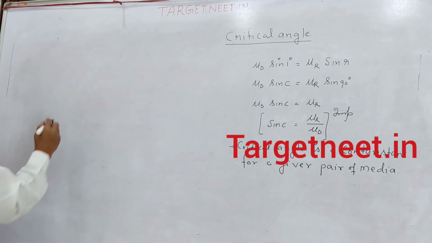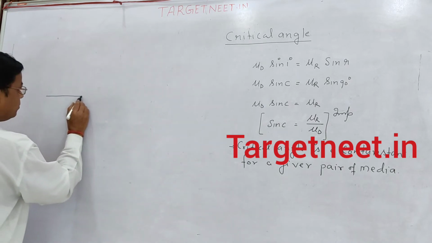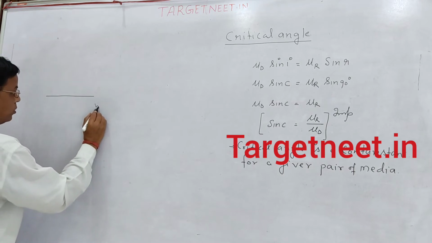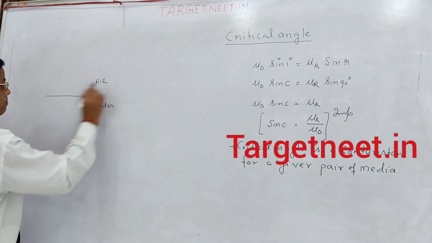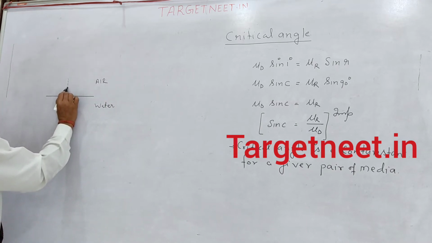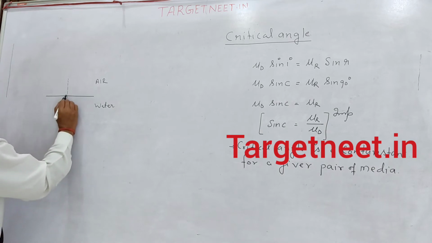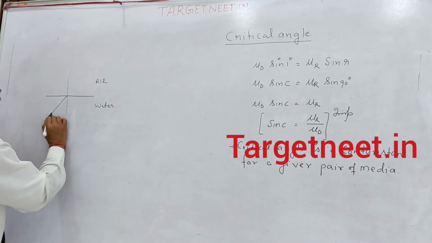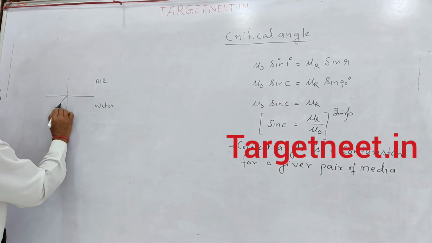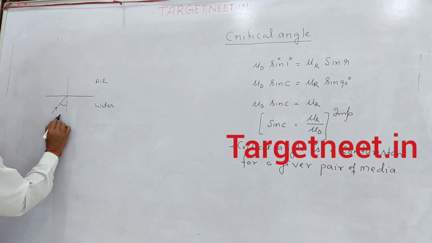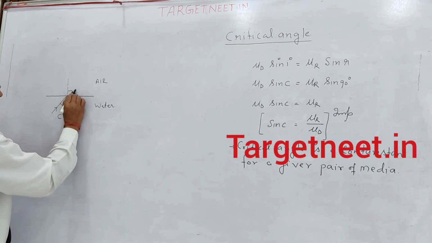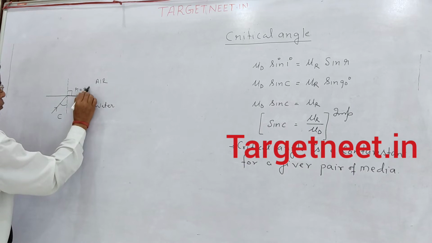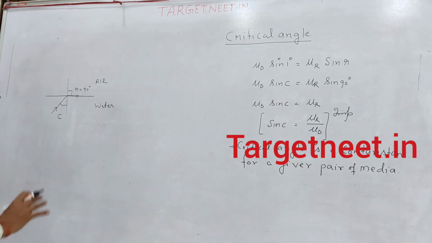Suppose this is water, this is air. So light may go from air to water or from water to air. Critical angle will form in water because water is denser with respect to air. So let this be the critical angle. Angle of refraction will be 90 degree. So this pair of media has a specific critical angle.